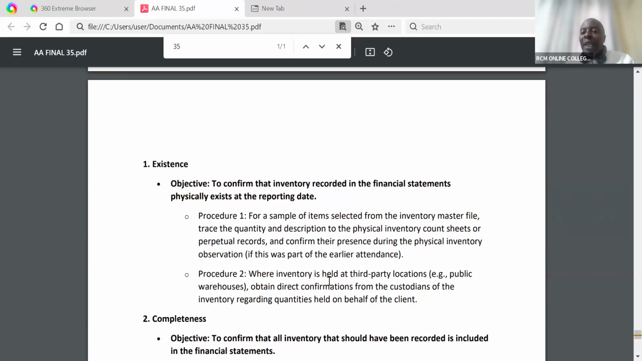Where inventory is held at third-party locations, where you're told that there is some inventory of ours, for example in a supermarket, what we call consignment, e.g. public warehouses. Like people who sell vehicles: you have your own yard, but on Sundays you take these vehicles to, for example, Nyayo Stadium. So now your inventories are in third-party premises. Obtain direct confirmations from the custodians of the inventory regarding quantities held on behalf of the client.